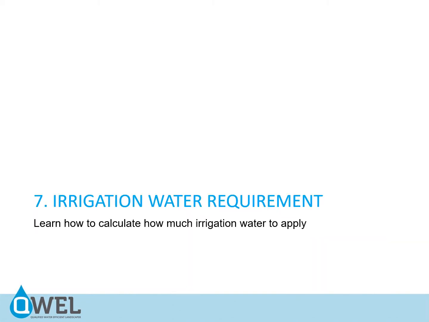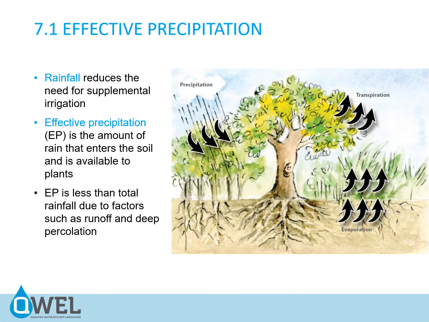7. Irrigation water requirement. Learn how to calculate how much irrigation water to apply. 7.1. Effective precipitation. Rainfall reduces the need for supplemental irrigation. Effective precipitation, or EP, is the amount of rain that enters the soil and is available to plants. EP is less than total rainfall due to factors such as runoff and deep percolation.